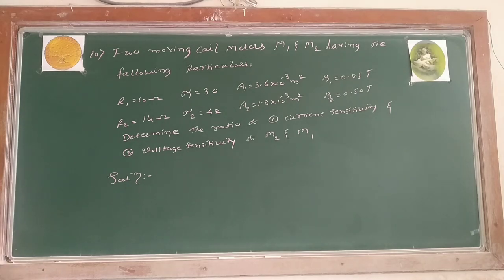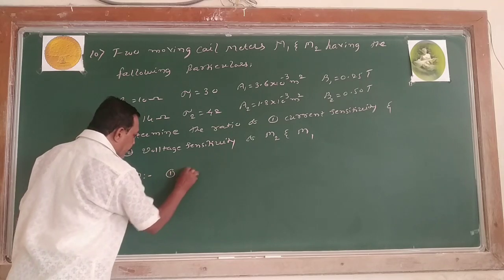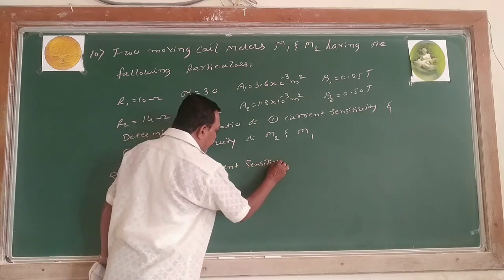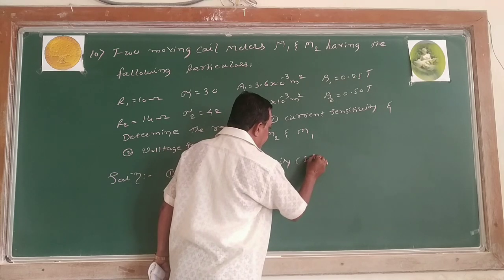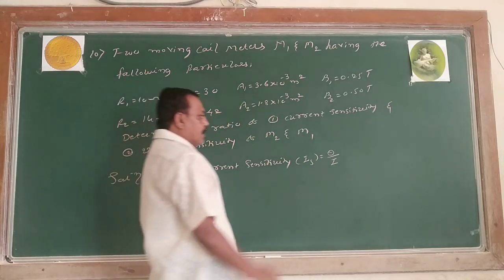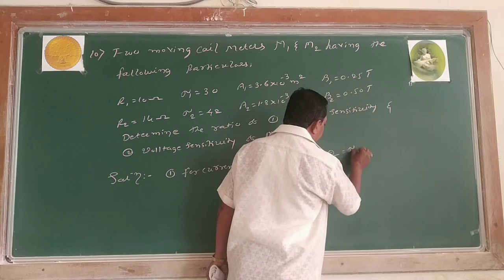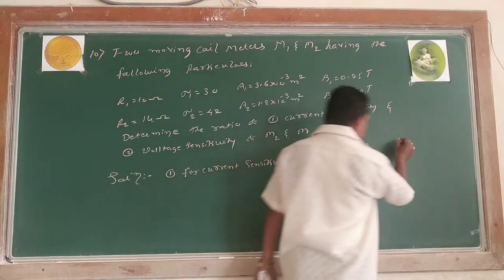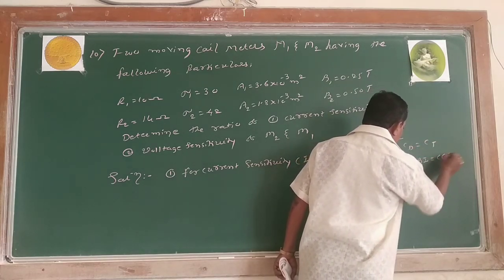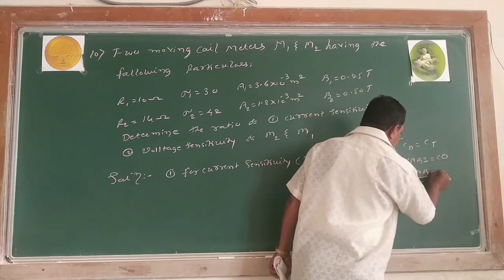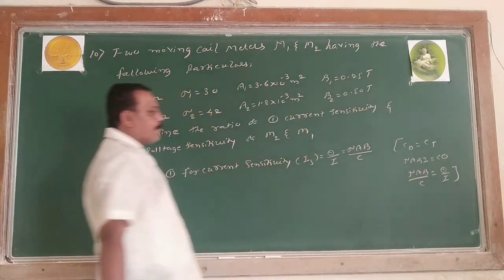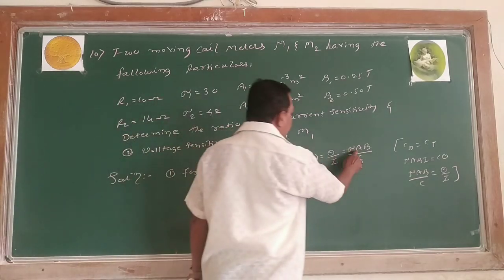So shall I go for current sensitivity? Yes, number 1. For current sensitivity, the ratio of deflection per unit current, theta by I. Theta by I is nothing but NAB by C. How does it come? Couple of deflection equals couple of twist, NIAB equals C into theta, so theta by I is NAB by C. You can get the equation in a fraction of a second.